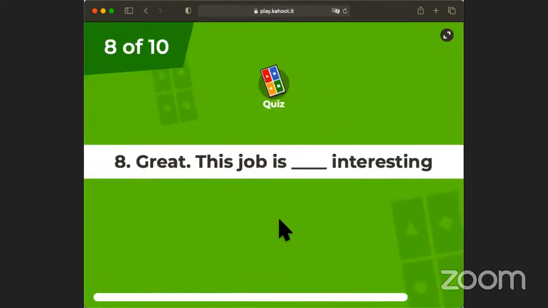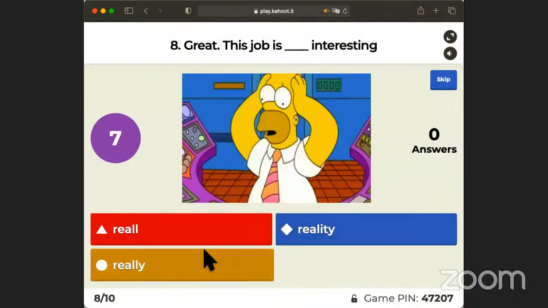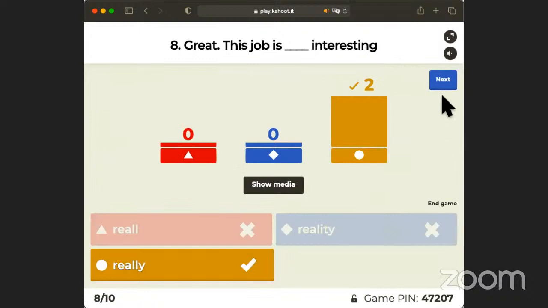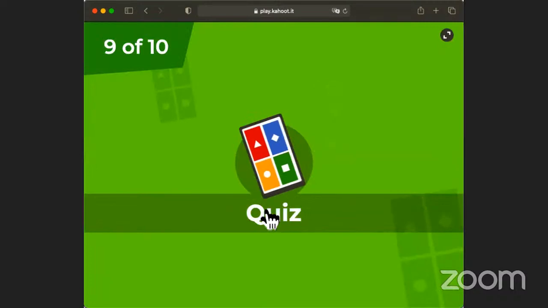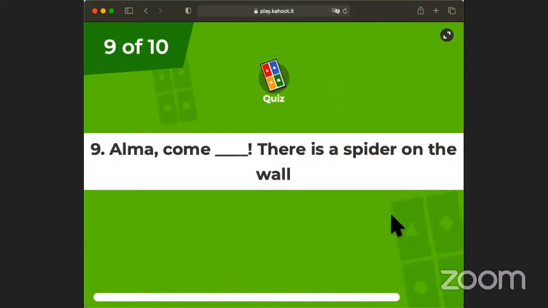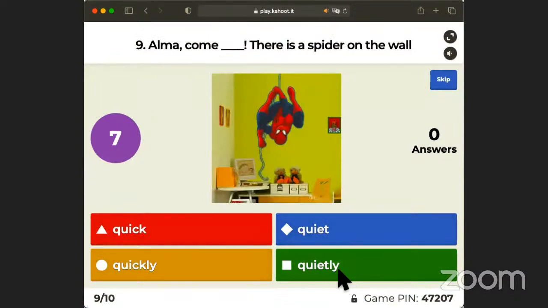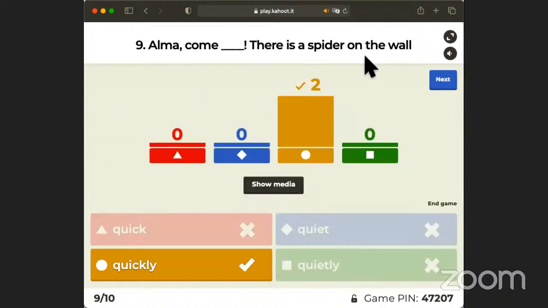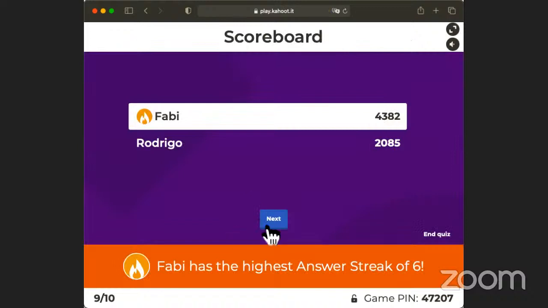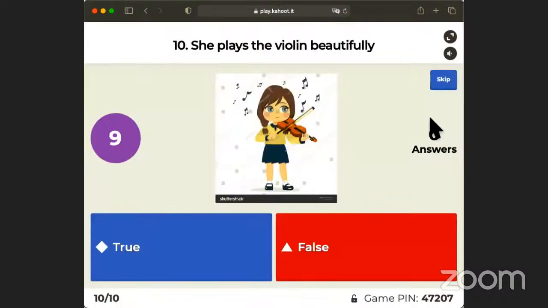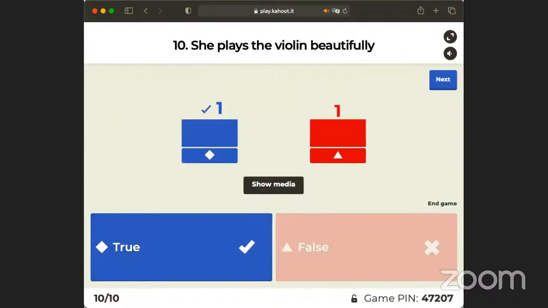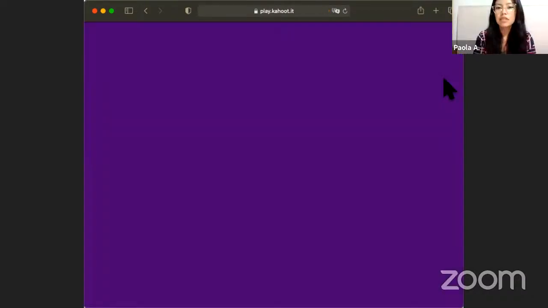Great. This job is really interesting. All right, great. It's really interesting. Number 9, Alma, come quick, quiet, quickly, quietly. There is a spider in the wall. Quickly, yes, great job. And finally, she plays the violin beautifully. Is this sentence correct or incorrect? It was correct, I believe, yes.